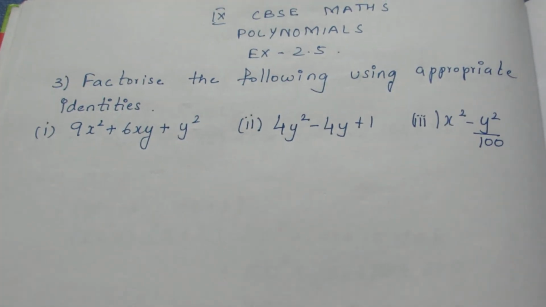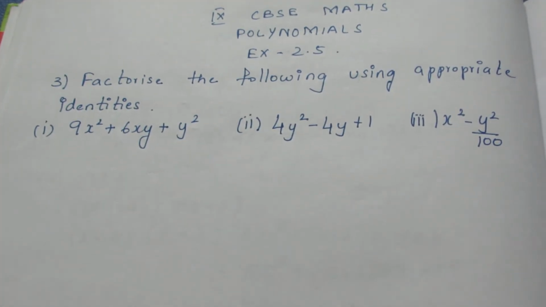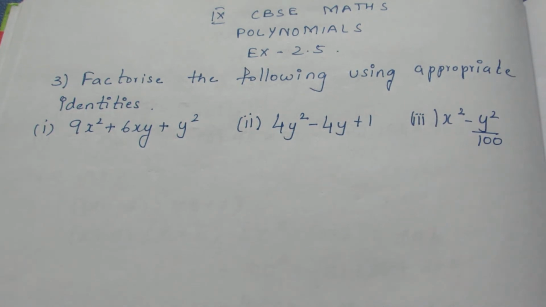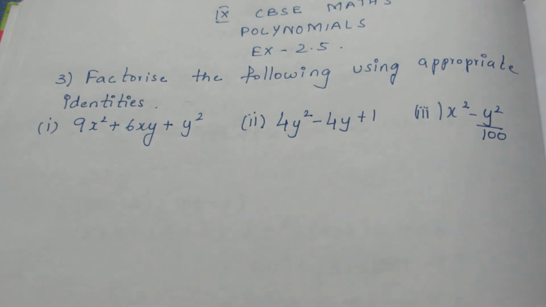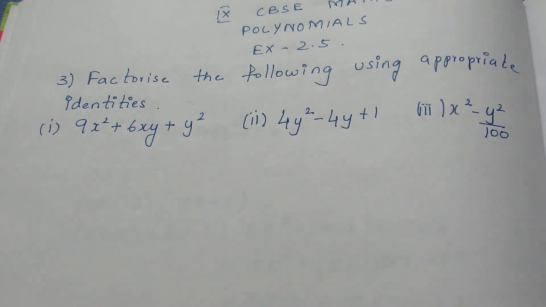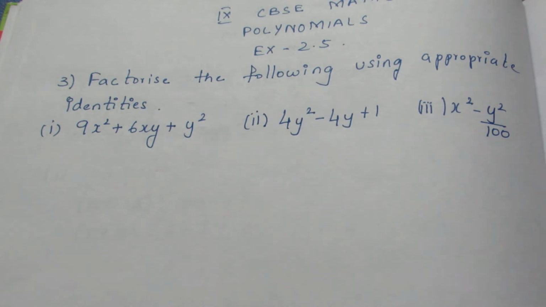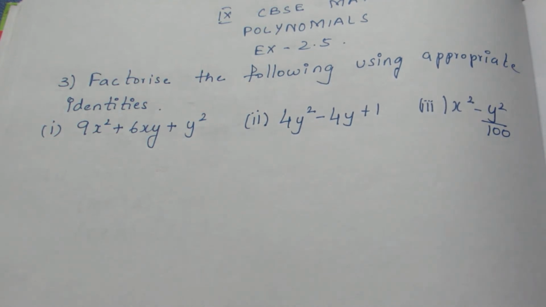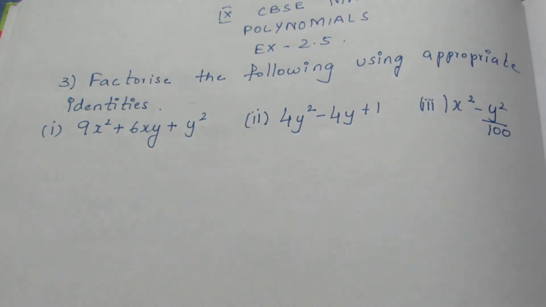Today we are going to see 9 CBSE Maths Polynomial Exercise 2.5 third sum. Let's see the question. Factorize the following using appropriate identities. So they have asked us to factorize the given polynomial using identities. Here in the first one, the question given is 9x square plus 6xy plus y square.